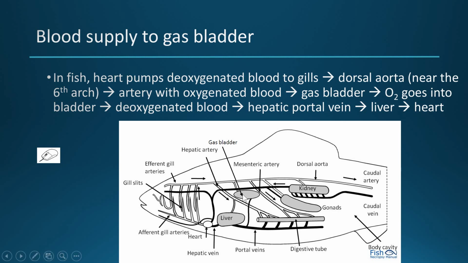But what happens is that the oxygen that was picked up in the gills can then be released into the gas bladder. And so the gas bladder contains a really high percentage of oxygen, which just keeps the fish buoyant. And then when the blood supply leaves the gas bladder, it's going to be poor in oxygen, and it returns to the hepatic portal vein, to the liver, and then back to the heart. That gives you an example of a portal vein structure.